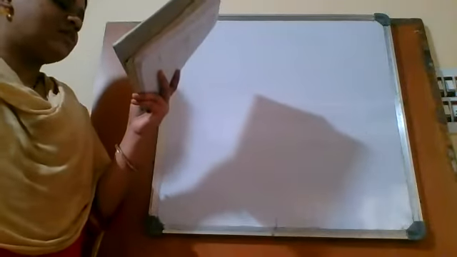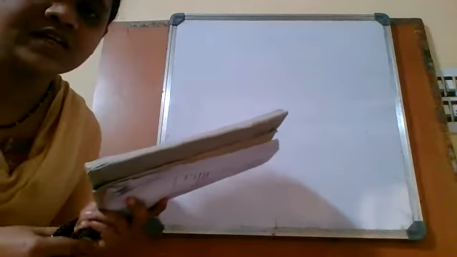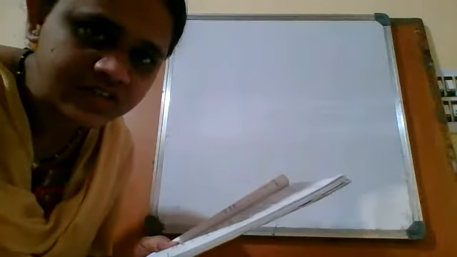See the first question. Exercise 3.1. Lines AB and CD intersect at a point. All of you read the question once. Keep your textbook ready and read the question once.